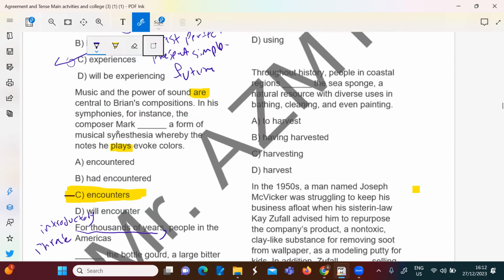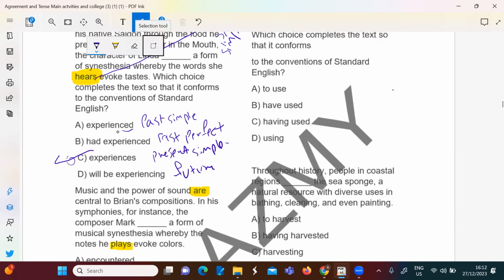If we go to the choices, to use, is this a verb? Is this a finite verb or non-finite? It's non-finite. It looks like a verb, but it's not a verb because it's preceded by to. Can I say I to use, or I use? I use. I need a finite verb.